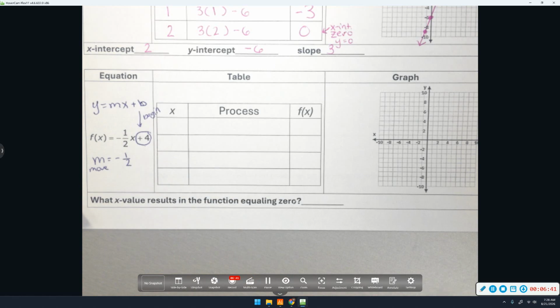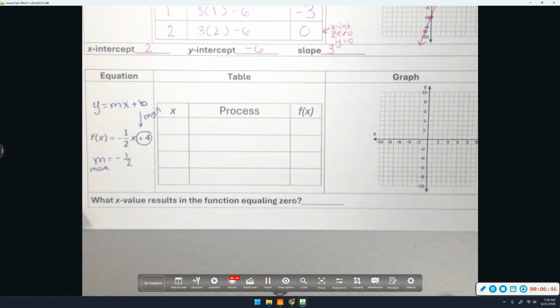I don't know if that's really why they used m and b. That's just what I made up. Actually, Miss L made it up, but I just go with it.